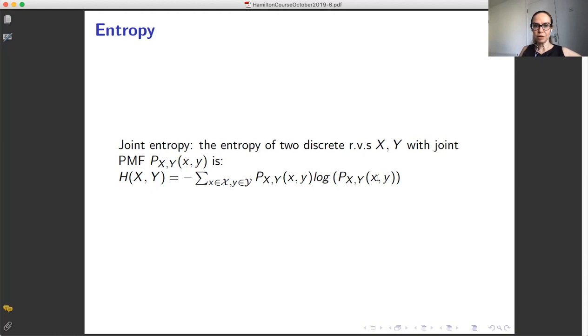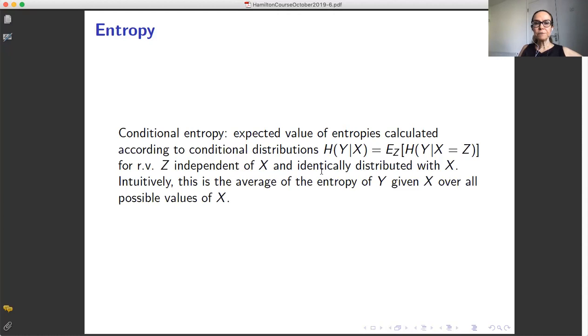Okay, it's important also for us to understand conditional entropy, which is going to be the expected value of entropies calculated according to conditional distributions. So when I write H of Y given X, what I mean is, let me look at the probability mass function of Y for a particular value of X, and varying that value of X. I'm taking the expectation over all the possible values that X can take, and for each value of X, I'm looking at the conditional probability mass function of Y conditioned on that value of X, and then taking the weighted average, the expectation, over all of those possible values of X.